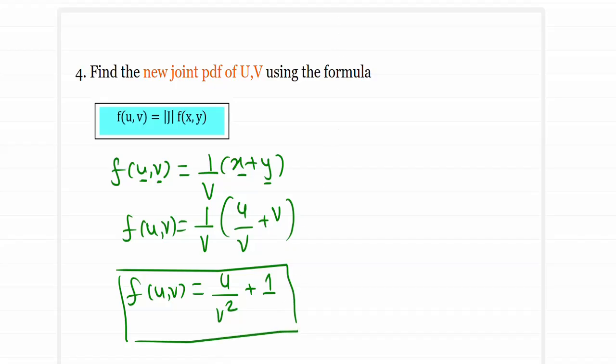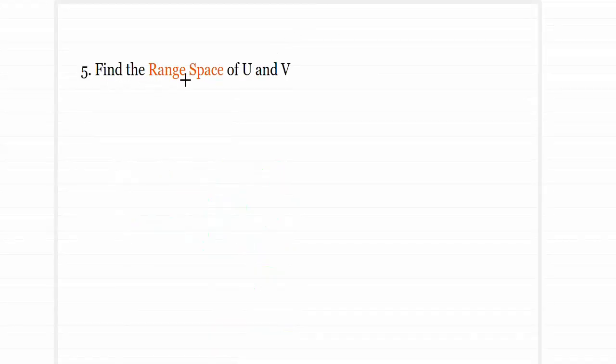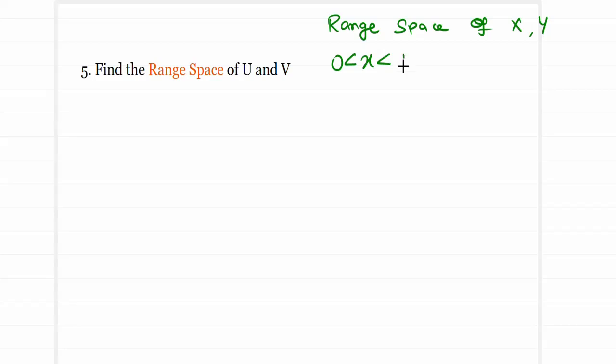We move on to the fifth stage. What is my fifth stage? Finding the range space of u and v. How to get the range space of u and v? I need to begin with the range space of my old variables. What is the range space of the old variables? My old variables are x and y. What do we know about x and y? I know that 0 is less than x less than 1 and 0 is less than y less than 1.